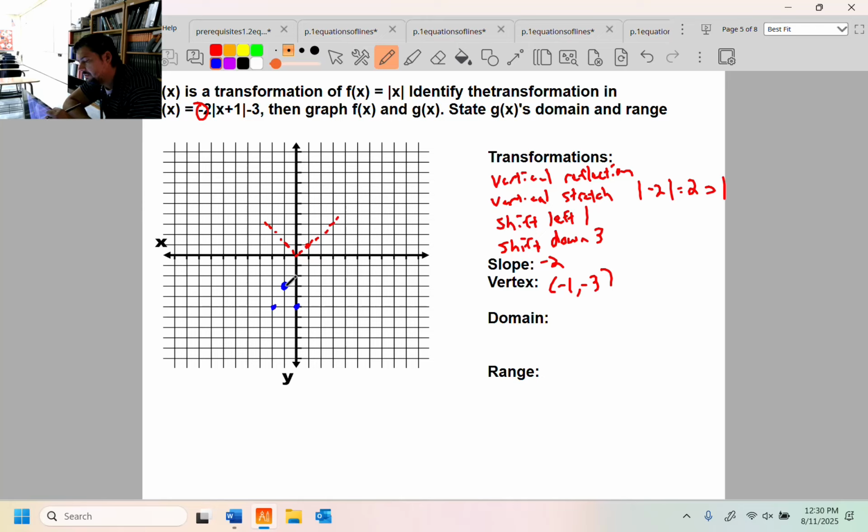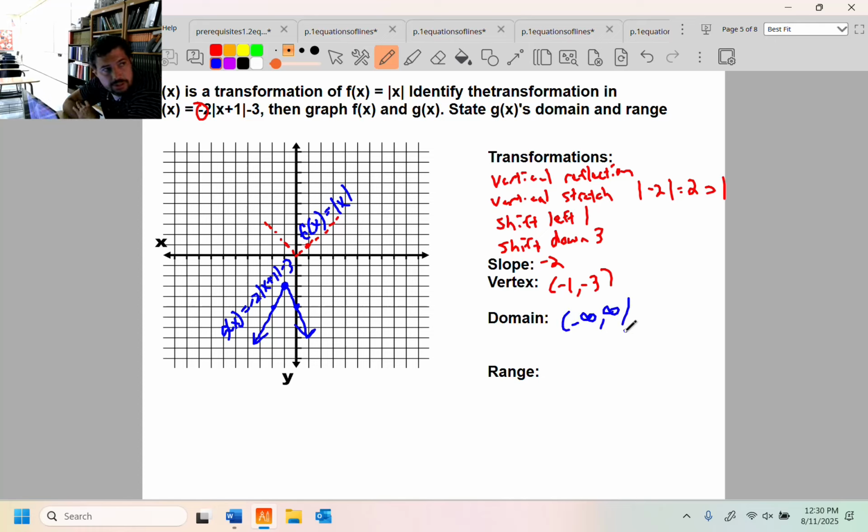Now V's got two sides. There she is. So there's mom. This is f of x being the absolute value of x, and this is the child function. g of x is negative 2 absolute value of x plus 1 minus 3. Domain is always inherited from the parent. So mom's domain was negative infinity to positive infinity, so is the child's.